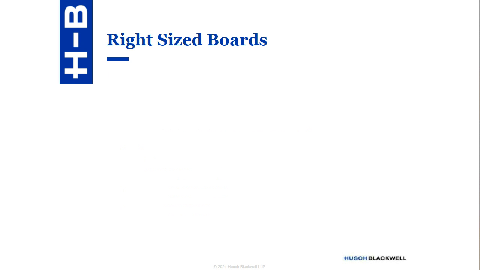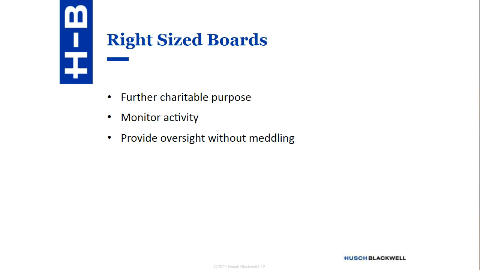Good practice says that right-sized boards further the charitable purpose of the organization, monitor the activity of the organization to ensure the mission is met, and then finally provide oversight without meddling. It's achieving that balance that we've mentioned, not being a rubber stamp and not micromanaging.